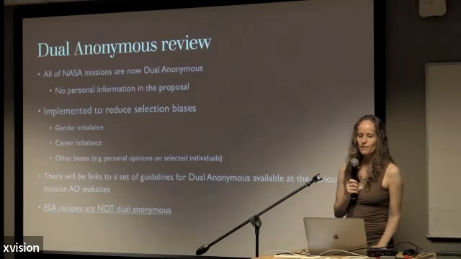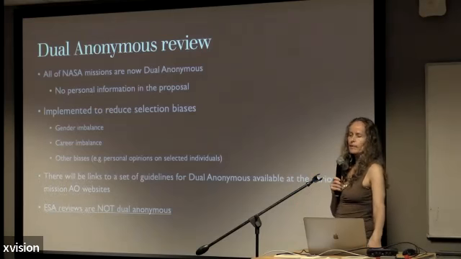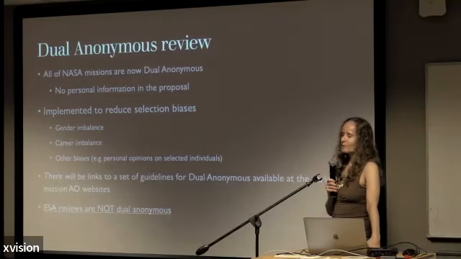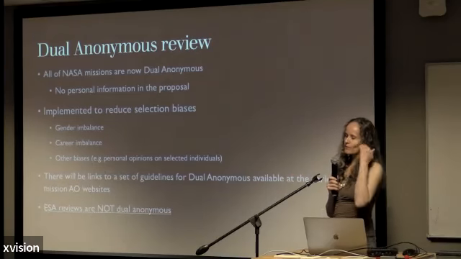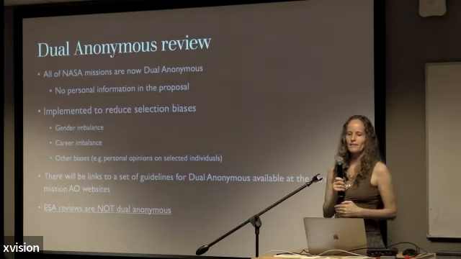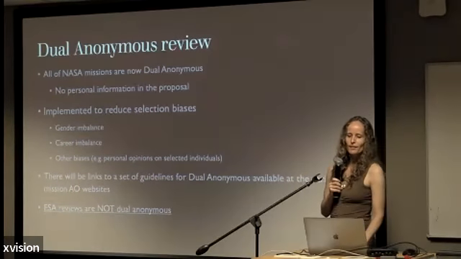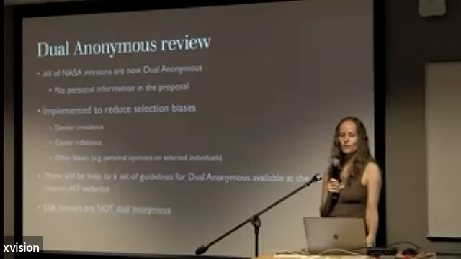There are other biases as well, such as personal opinions. If your rival wrote a proposal and you're on that panel, you might have an internal bias, even though you don't want to have that. You might have an internal bias that opposes whatever they're suggesting. So there's a set of guidelines for dual anonymous review.